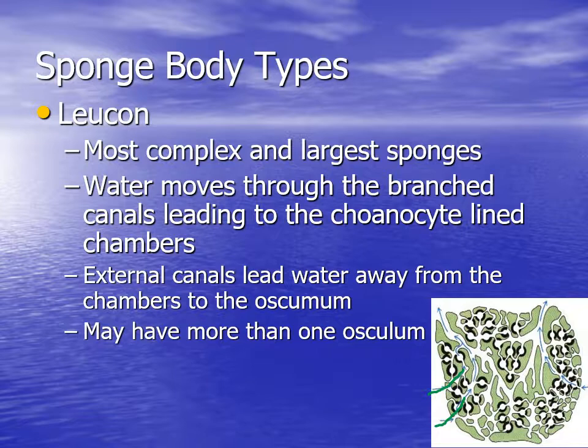So you've got these chambers that are just lined with collar cells, increasing the number of collar cells, therefore increasing the amount of food that can be extracted from the water. The water often gets trapped in these chambers, and that gives the collar cells more time to get all the food out of the water, and then the water keeps flowing to one of the many oscula that exist for that particular sponge.